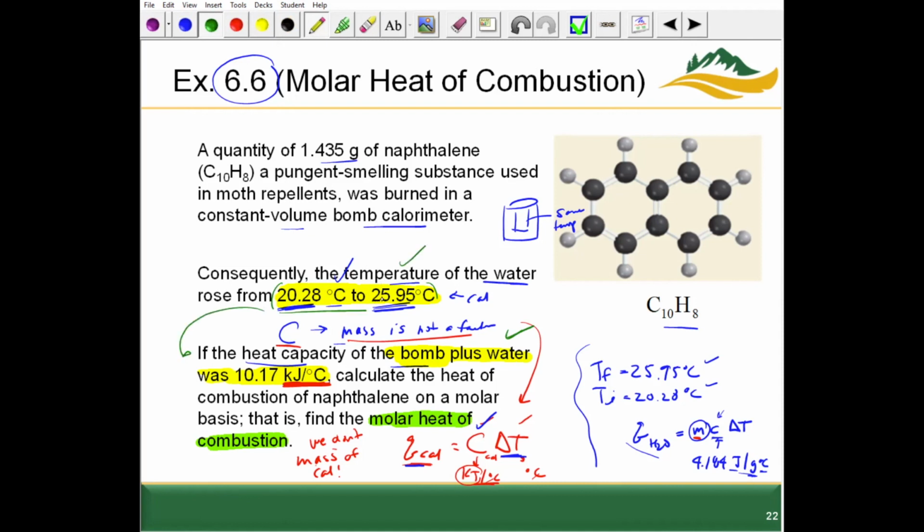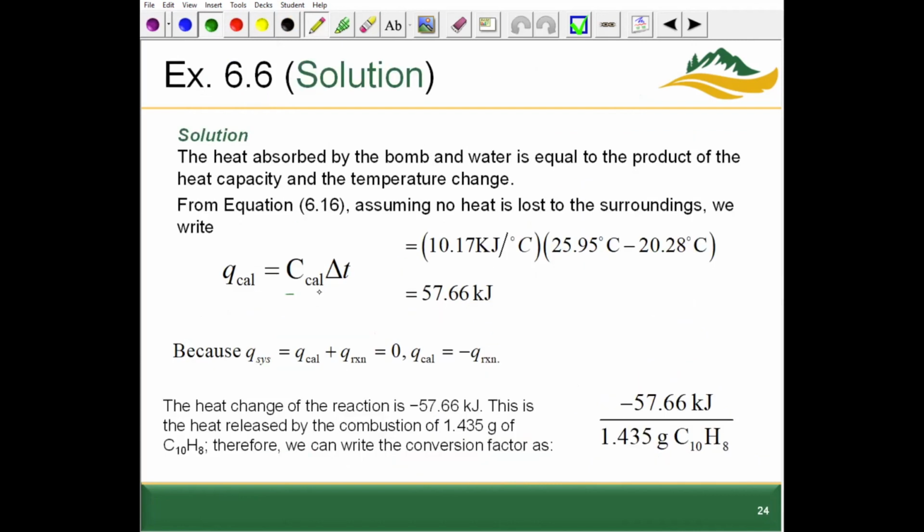So let's keep going. Let's solve for the heat of the calorimeter. So again, for a heat capacity that's just in units of kilojoules per degree C, we don't need a mass term. That means we just need the heat capacity of the calorimeter, which we were told is 10.17 kilojoules per degree C. Then the delta T for the calorimeter, we needed to assume it was the same as the change in temperature for the water, so T final minus T initial.